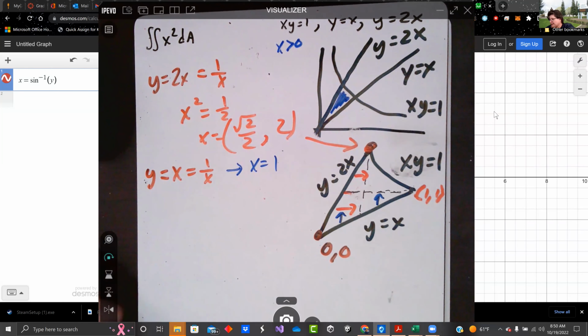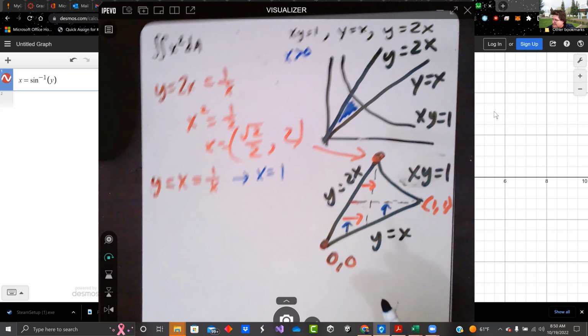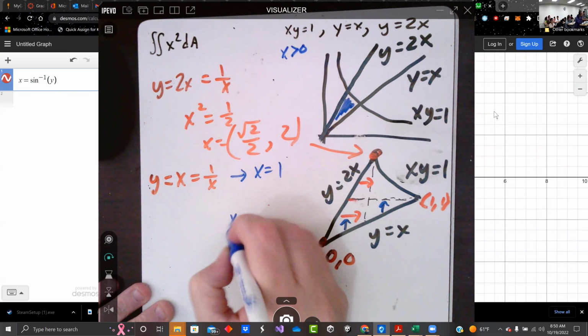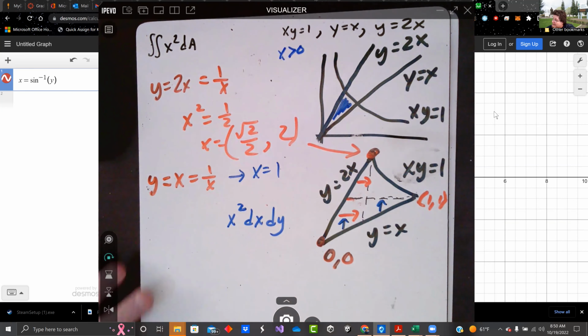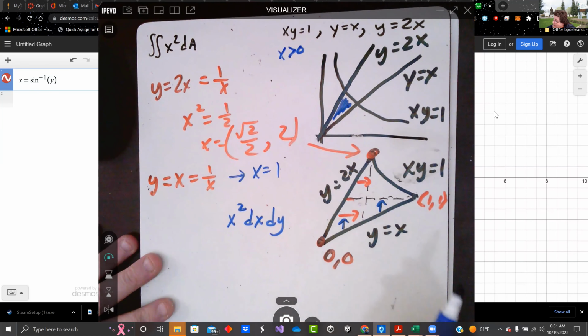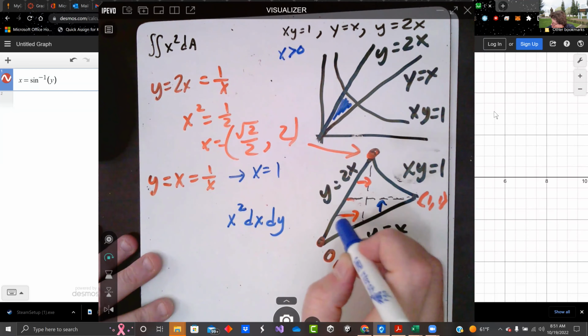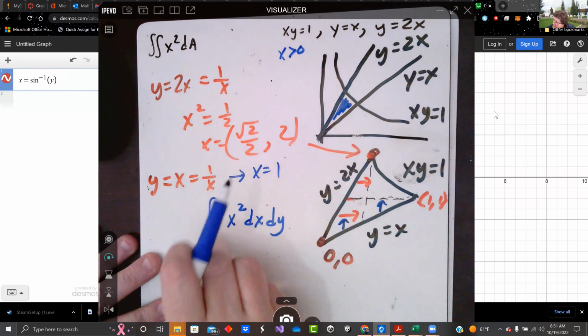I don't know about you guys, but I'm inclined, I don't know if it's a bad idea, but since the function's x squared, I think I want to do dx first. Just because the function that we're integrating is x squared. You guys might do differently, but if I'm doing dx, I'm going from left to right. So my first limit is y equals 2x to y equals x.